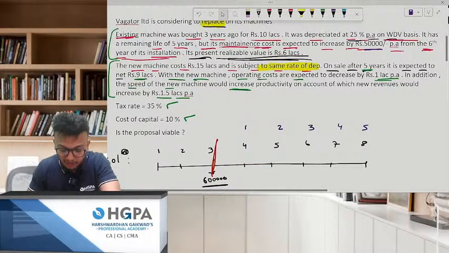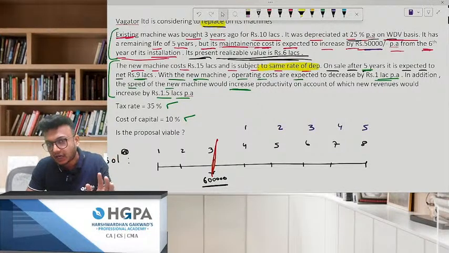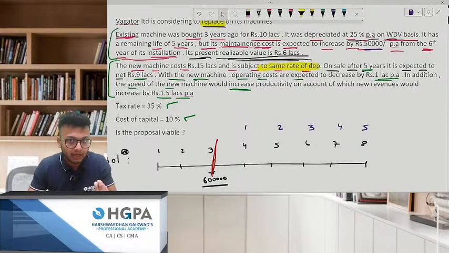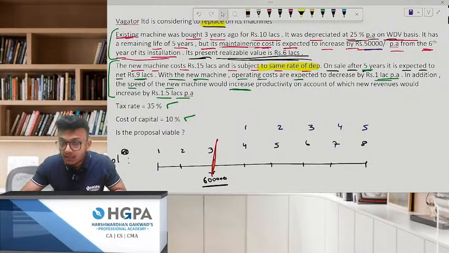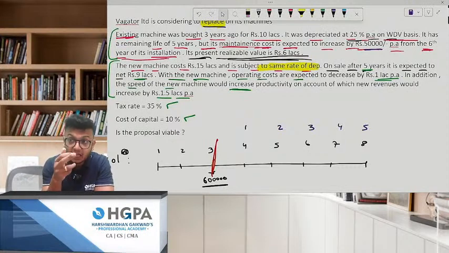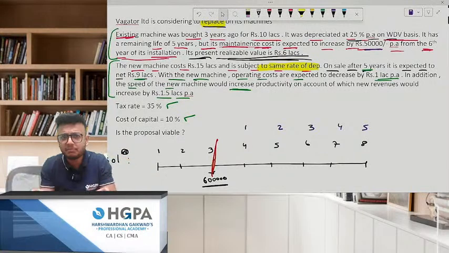Please tell me one thing. CFAT always starts with earnings. It might be earnings before depreciation and tax, or earnings after depreciation but before tax. It might be anything. But in this question, I have already told you we need everything incremental. This is like the question I take on Monday, don't forget that.